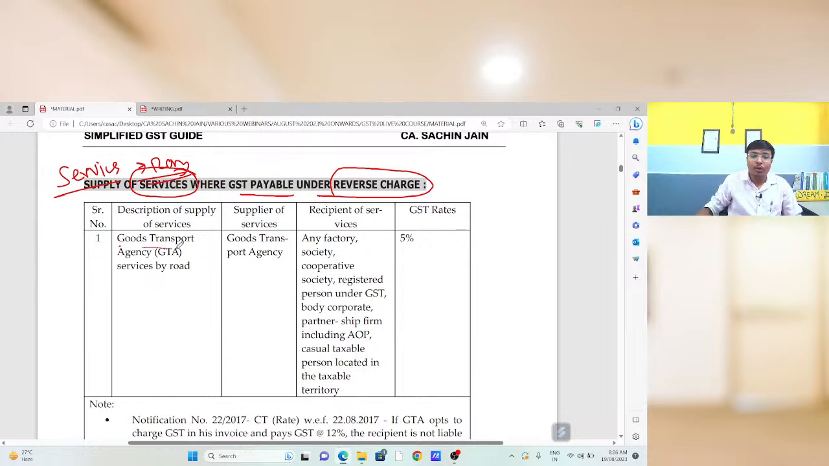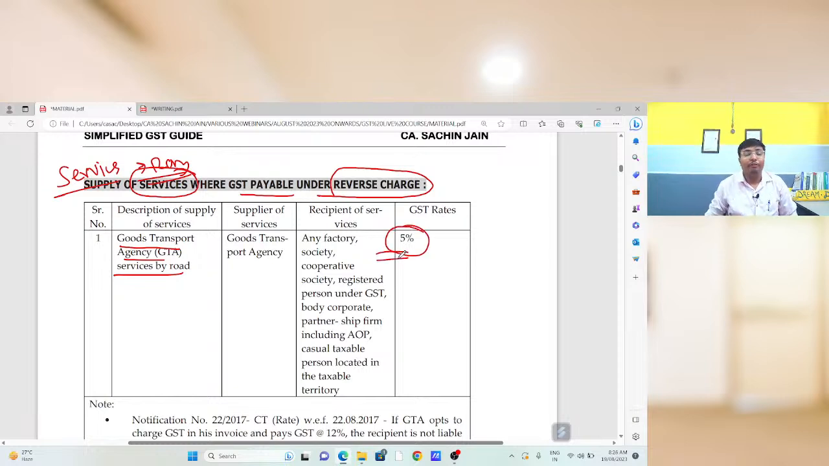First service, goods transport agency. That means suppose I am a businessman. In that case, if I need to take the services of a transporter for transporting the goods, the transporter is not liable to make the payment of taxes. I am the recipient of services of that particular transporter. In that case, I am liable to make the payment of taxes at the rate of 5% under reverse charge mechanism.